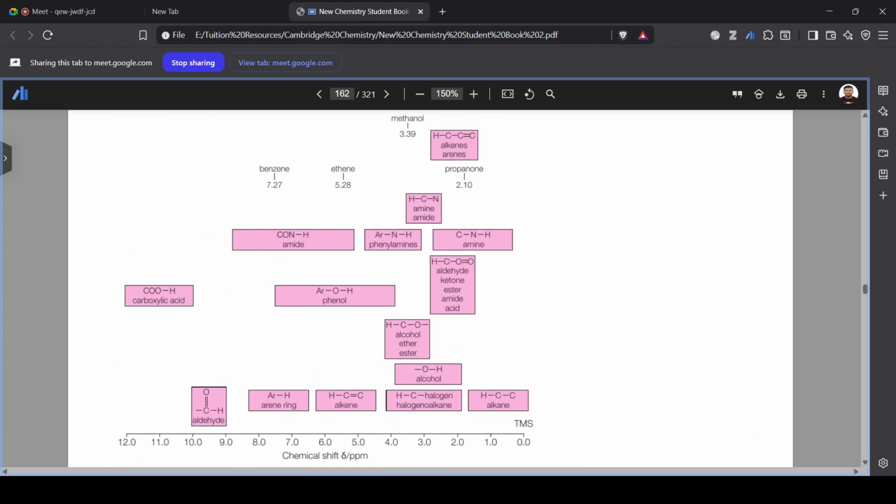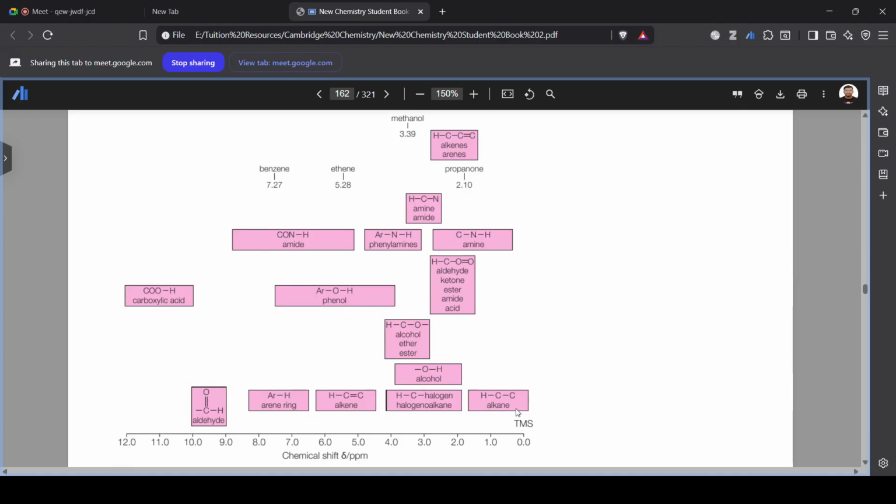See, this is the graph which will be provided in your data booklet, so you don't have to worry about that. It represents the chemical shift and the corresponding hydrogen environments found in different types of organic compounds that we'll encounter in our A2 chemistry syllabus.